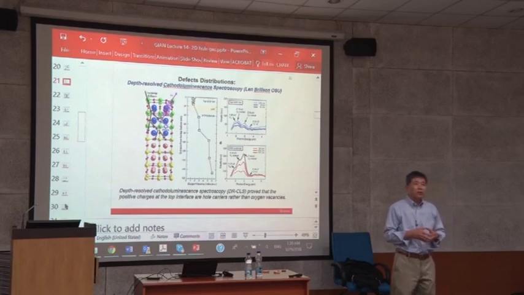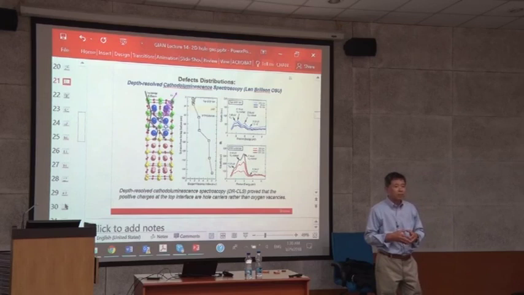This is the only technique to see this oxygen vacancy, or from XPS we can also see. Okay, XPS, I don't know what other techniques can detect oxygen vacancy, but the reason we picked this technique is that it has depth resolution.